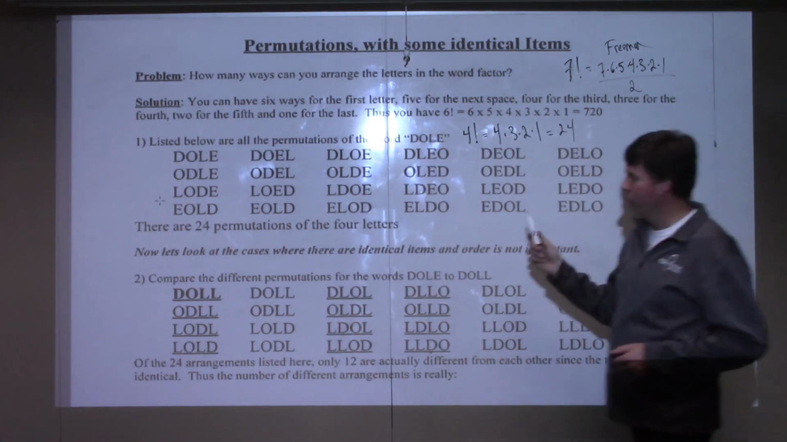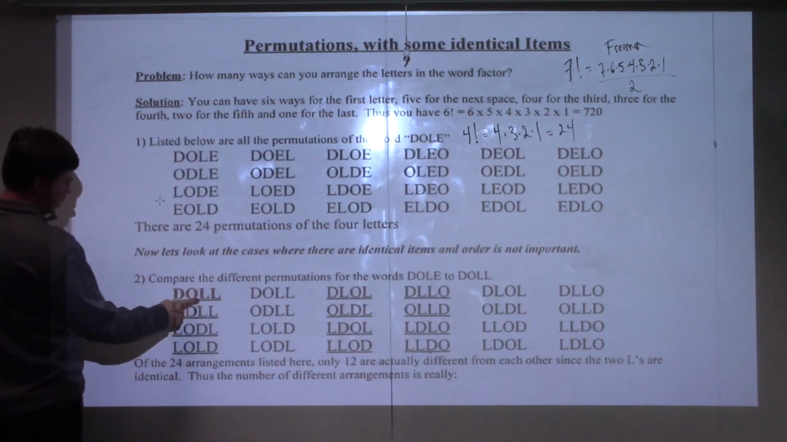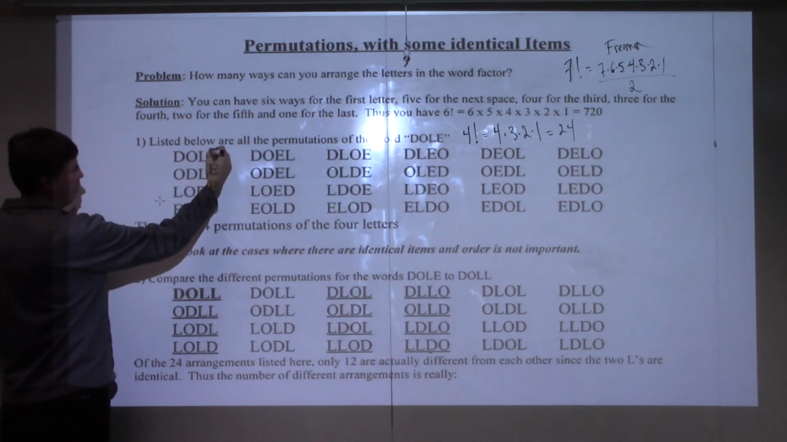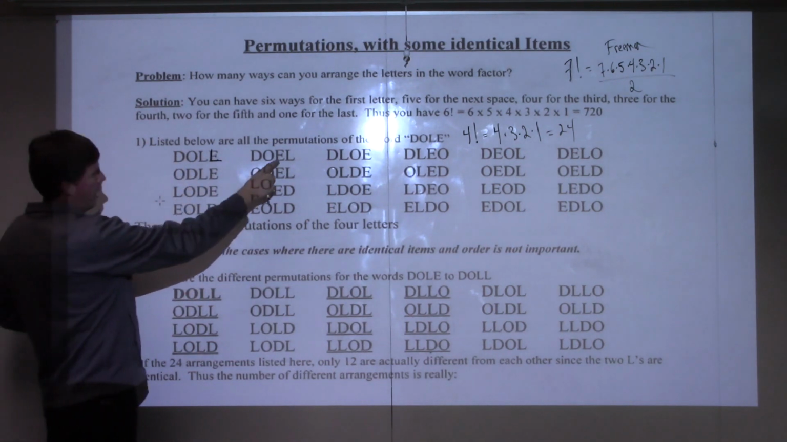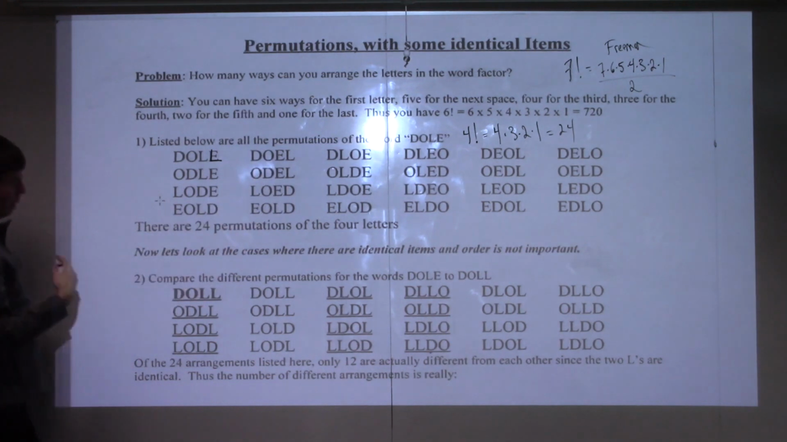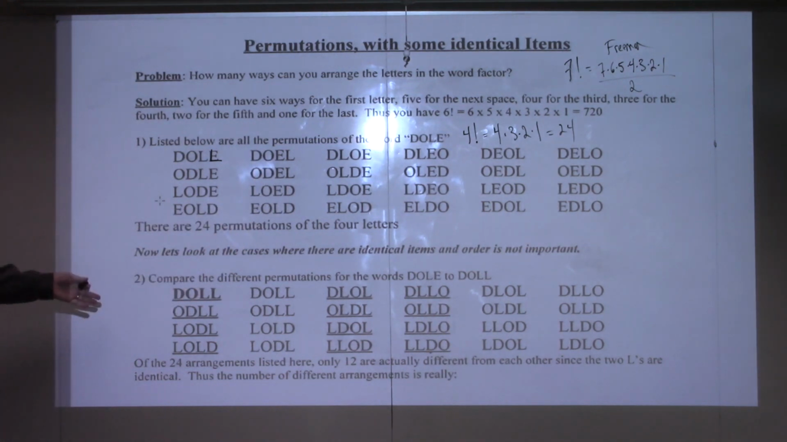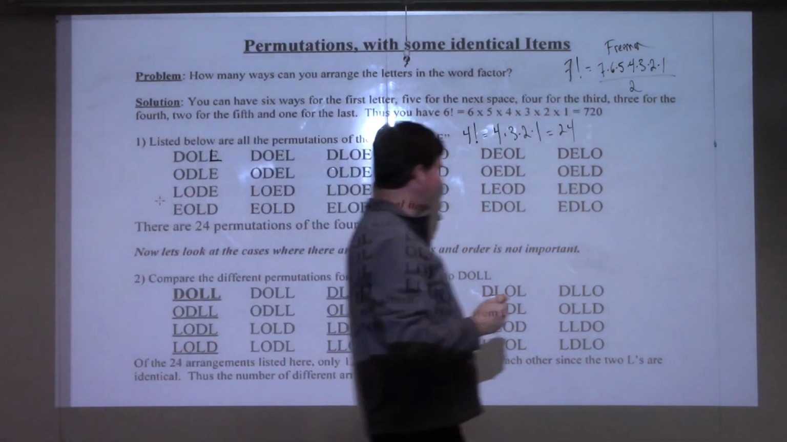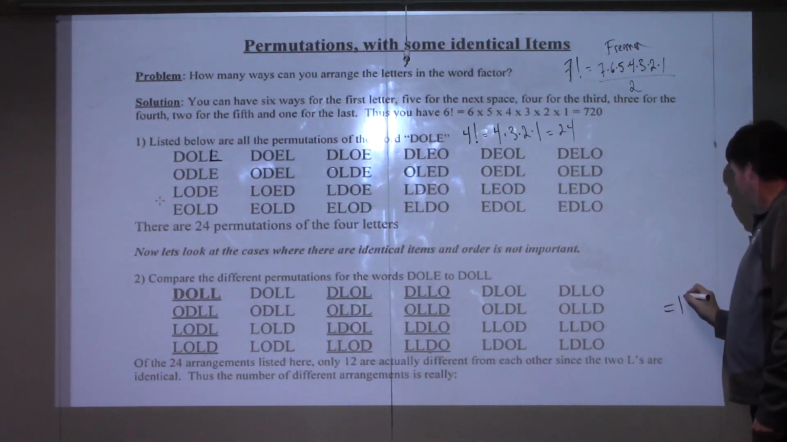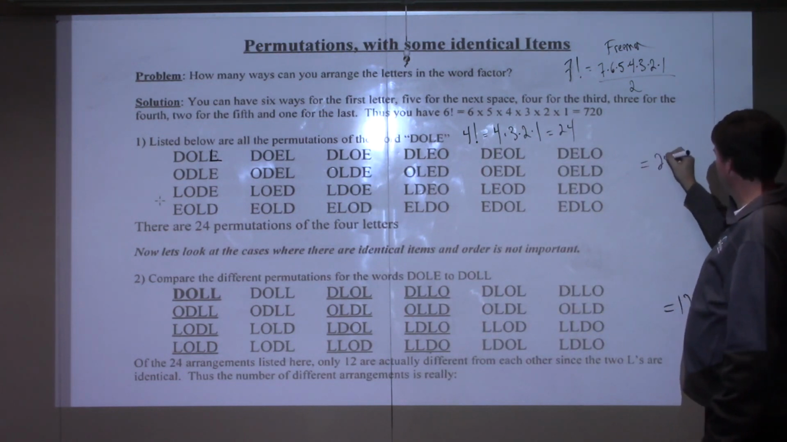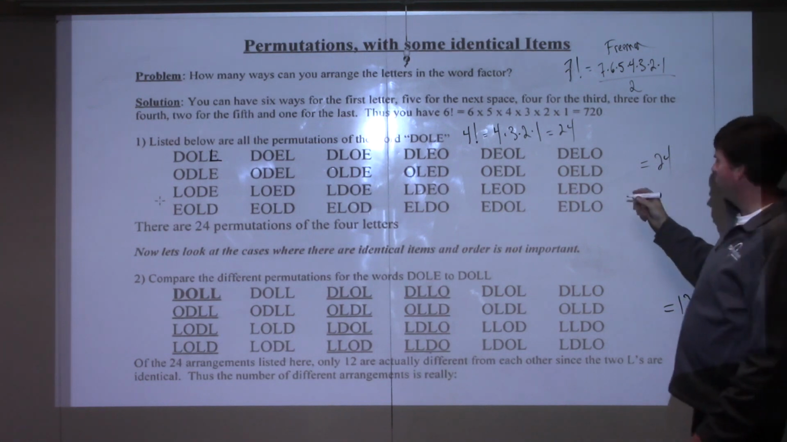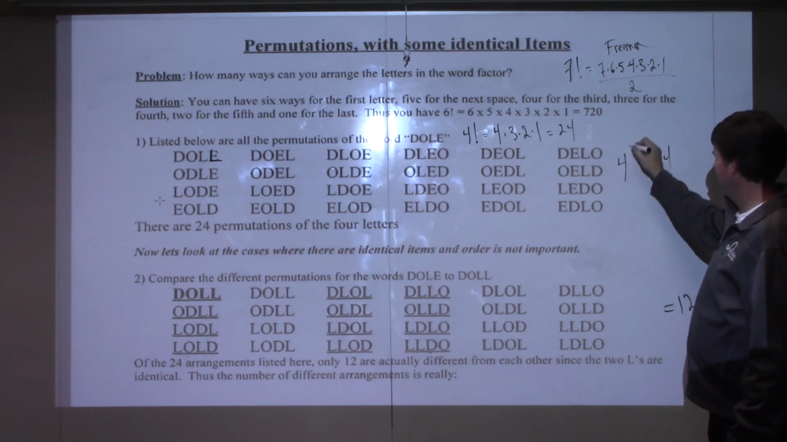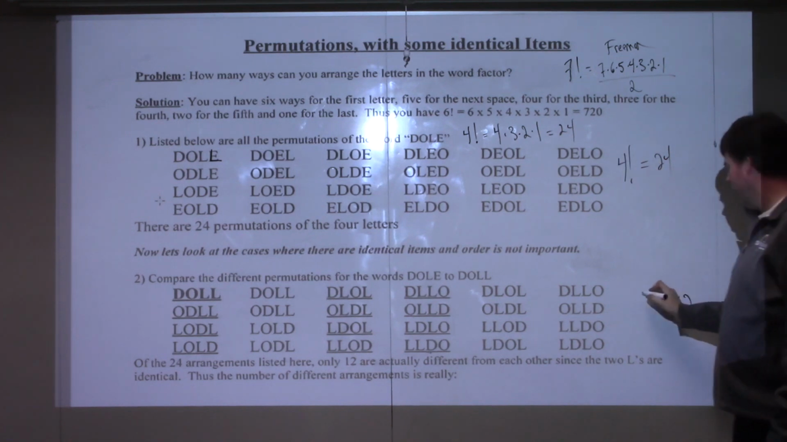But now I'm going to take the word dole and change it to doll, and this E now becomes an L, which means that every single time that I had an LE or an EL, I now have an LL. And the underlined portions show me all of the double counting. So I know just from looking at this that the answer is 12. But I want you to look at the pattern here. If this answer is 24 and this one is 12, how can we show this with factorials? This is the easy one, 4 factorial.